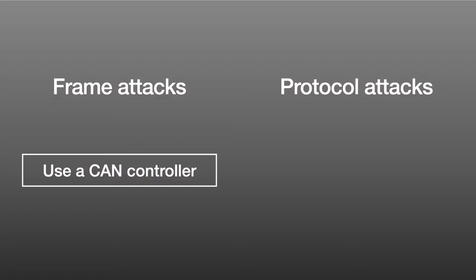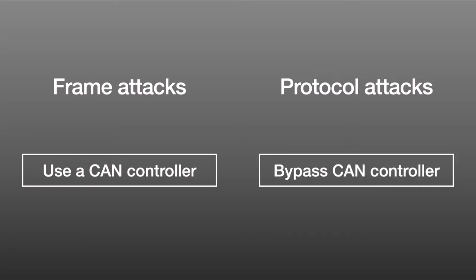Most reported attacks on CAN bus have been frame attacks, largely because these are the easiest attacks to mount. But there's another set of attacks that aren't well publicized, but are much trickier: CAN protocol attacks. These don't use a CAN controller, they bypass it. These attack the defined behavior of the CAN protocol itself and can do all kinds of nasty things.